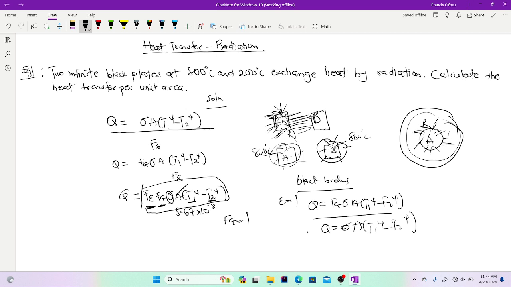When you are dealing with black bodies, there is no Fe because it's 1. And when the question says that body B engulfs body A, then it means our Fg is also 1. Both Fe and Fg become 1, and we are left with sigma A (T1 exponent 4 minus T2 exponent 4). So let's solve the question.